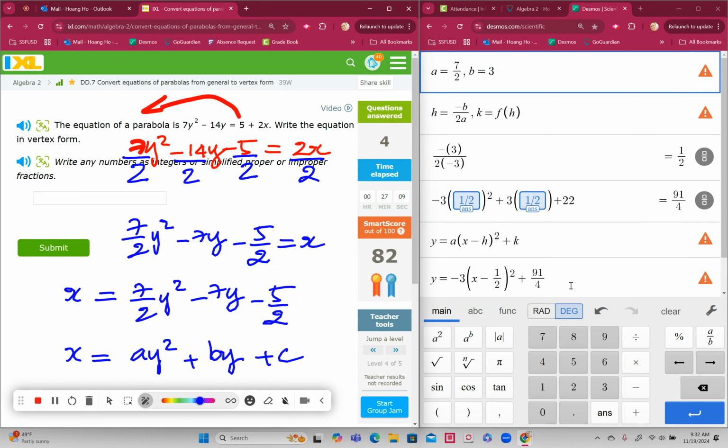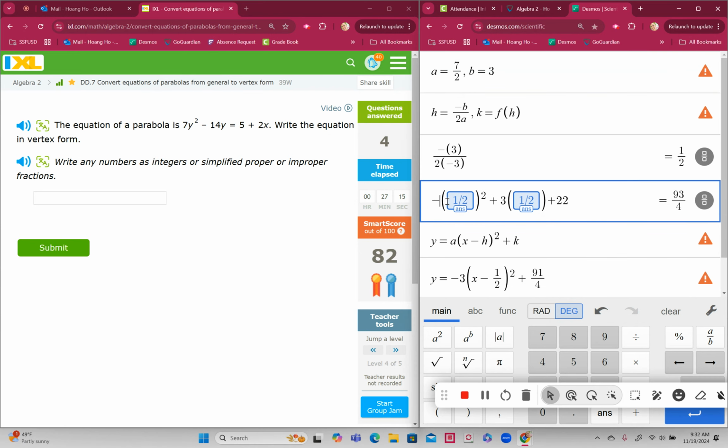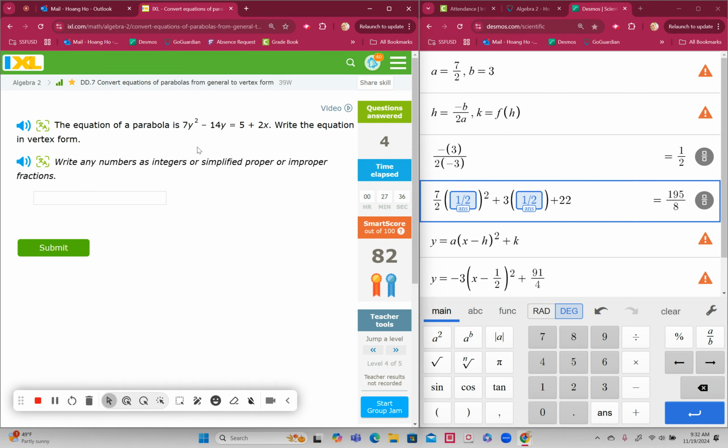7/2 y squared, subtract 7y, subtract 5/2. All right, so here's my equation. What's the number? I forgot already. My memory is so bad. Let me write one more time over here so I can see it.